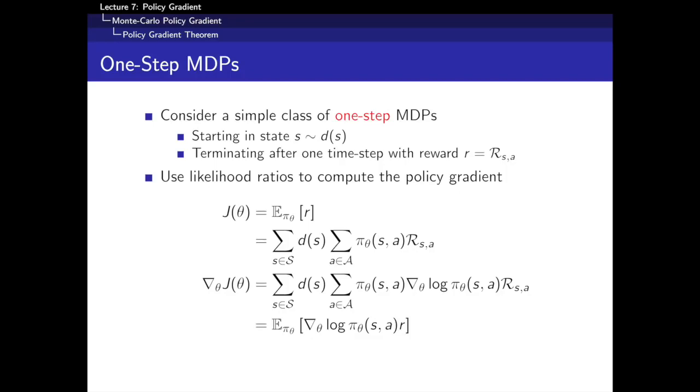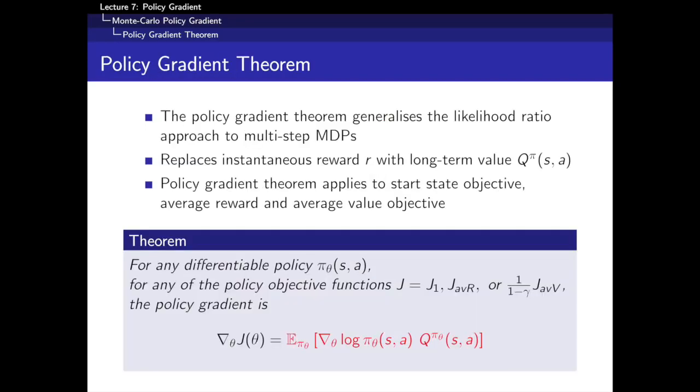Okay, so we want to do the same thing in multi-step MDPs, not just these one-step things. And to do that, we actually just need to do one trick, which is to replace this instantaneous reward that we had. So we were multiplying the score by the immediate reward. To do a multi-step MDP, all we need to do is replace this immediate reward with the value function, the long-term reward. And that actually turns out to be the true gradient of the policy. The policy gradient theorem tells us precisely what that means.